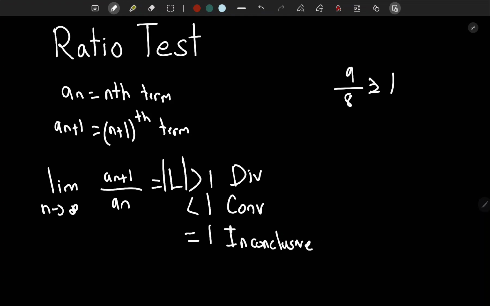Another thing that you might notice is that your textbook might take the absolute value of this fraction over here instead of taking the absolute value of the final answer. It's the same thing, but sometimes it's easier to take the absolute value at the start. And this basically is the ratio test. Now let's start with some questions.